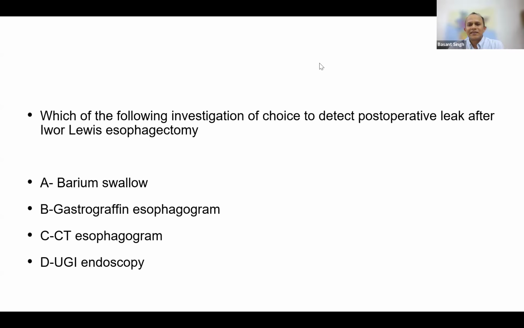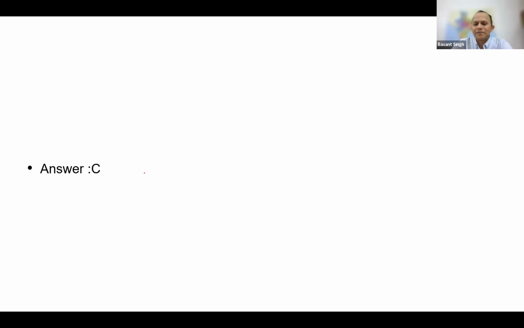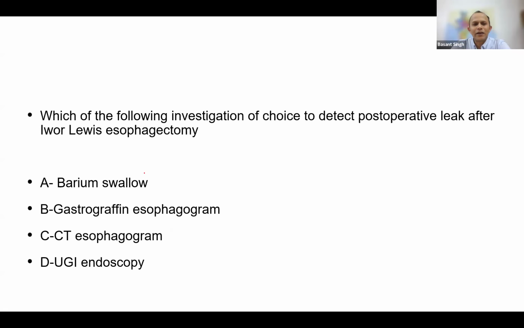So this we have discussed yesterday also. Leak after esophageal surgery. What is the best test to do? Obviously you cannot do a barium swallow, because in the acute phase we don't do a barium swallow. Gastrografin is okay, we can do that. So you can do a gastrografin esophagogram, that is okay.